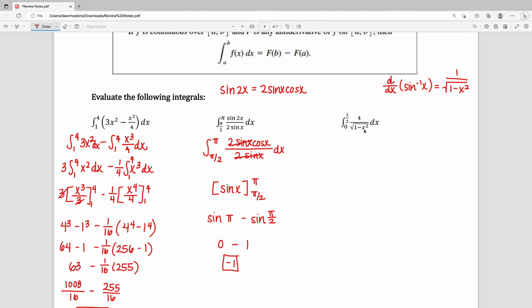So the only thing different in the integral that we're looking at is we have this 4, but you can just put that in front of the integral. So we're looking at 4 times the integral from 0 to 1/2 of 1 over the square root of 1 minus x squared dx. So now we have this. When we integrate, we're just going to get the inverse sine of x. We're going to look at that from 0 to 1/2.